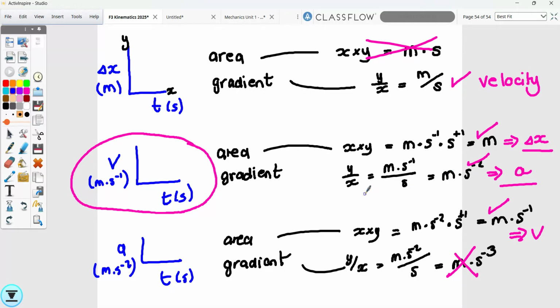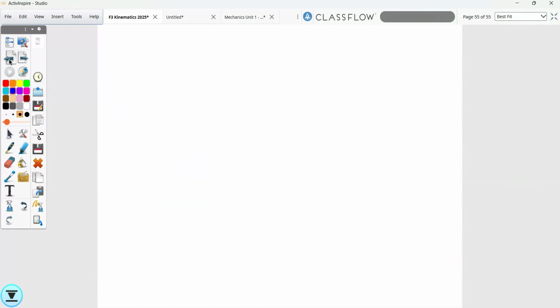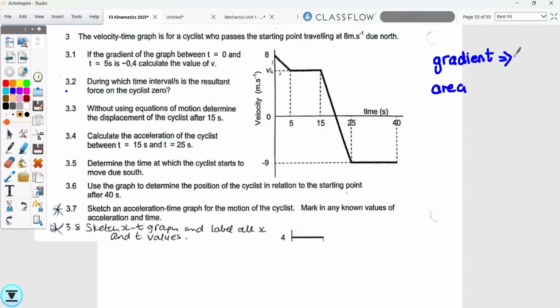Can you see why? In an exam, you think you've memorized it, and it's happened to most of you here, where you've now forgotten already, and I just said it 5 seconds ago. Gradient is meters per second over second, so it's meters per second squared. So it's the acceleration. Please, that is the most important thing. Gradient gives us the acceleration.